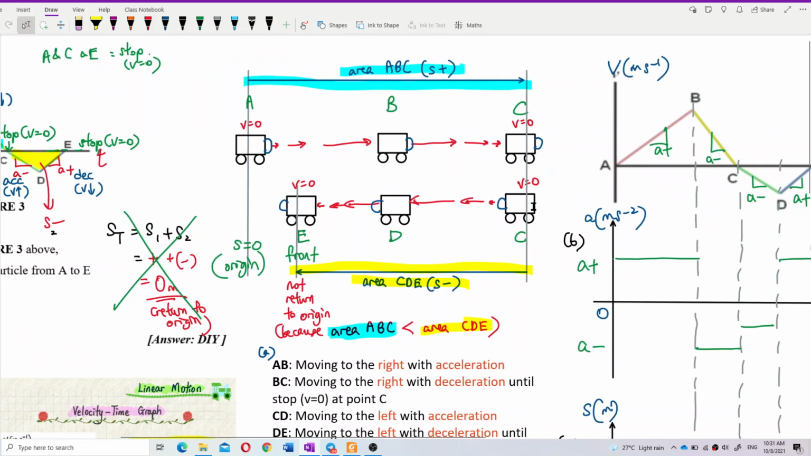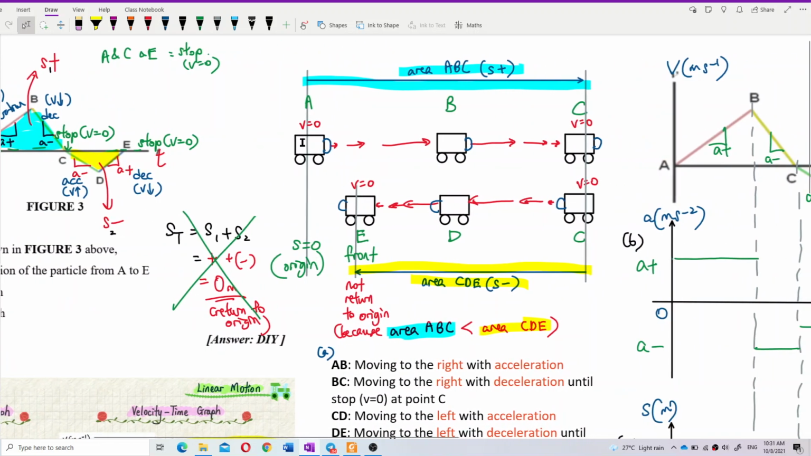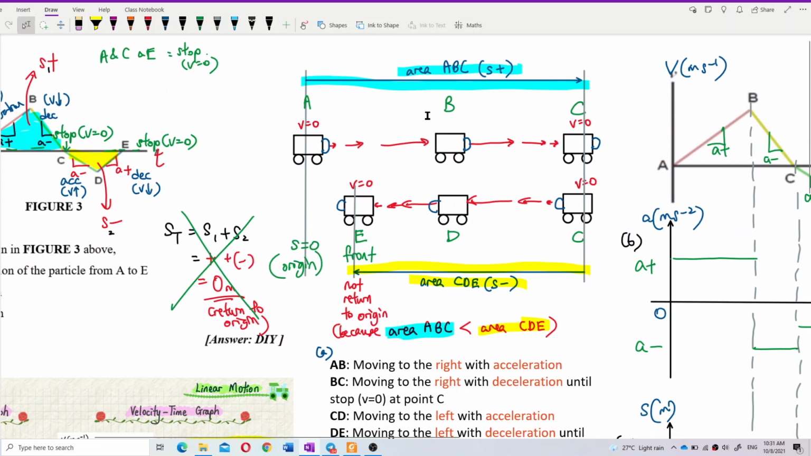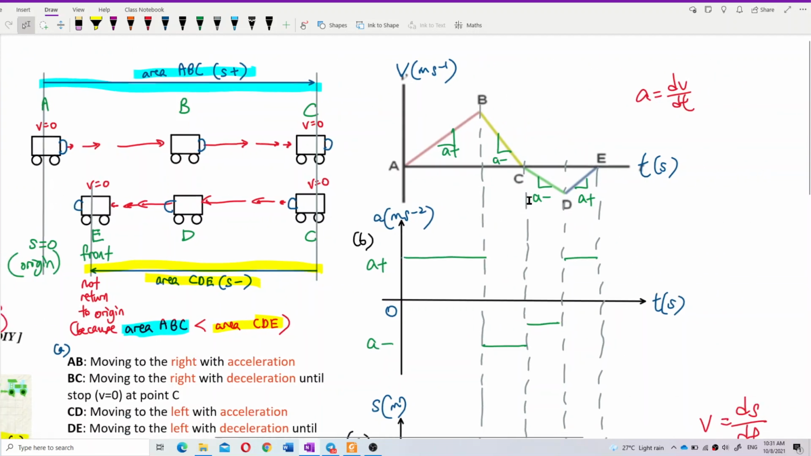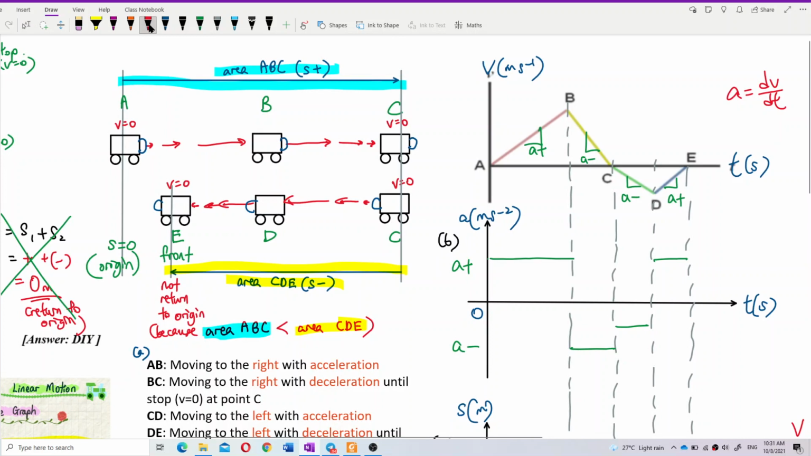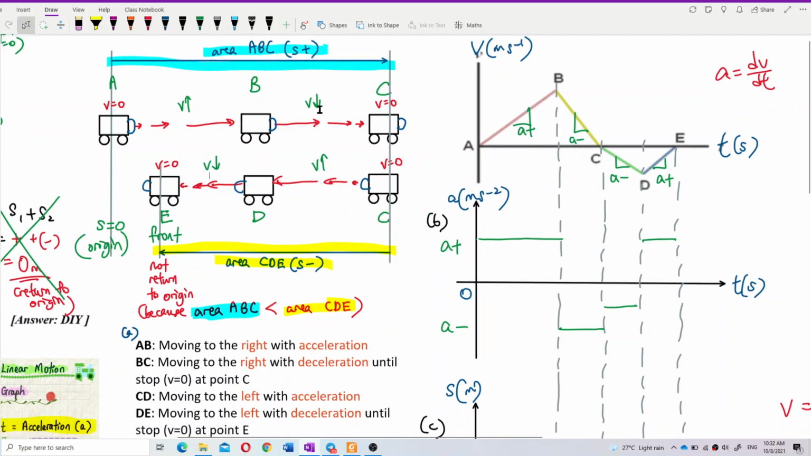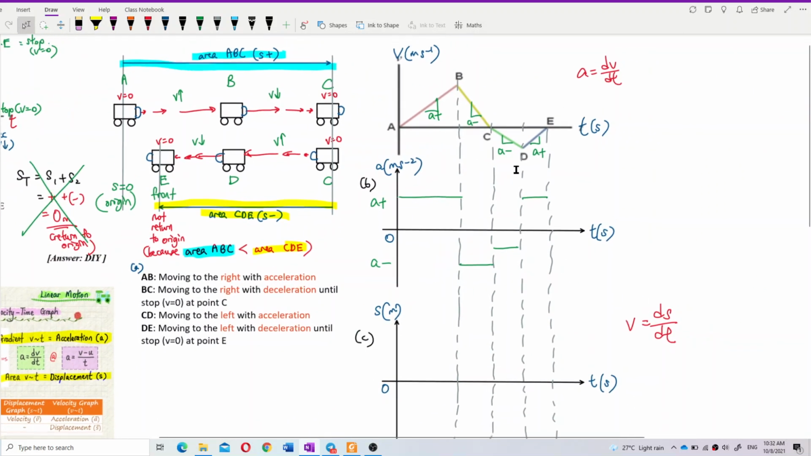So I drew a picture here already. A to B becomes faster and faster. B to C becomes slower and slower until it stops. C to D becomes faster and faster but in the opposite direction. D to E becomes slower and slower until it stops. We should understand that. Maybe I should add one more: this one velocity increases, accelerate. This one decreases, decelerate. This one velocity increases. This one decreases again. Now look at this graph. How to draw?